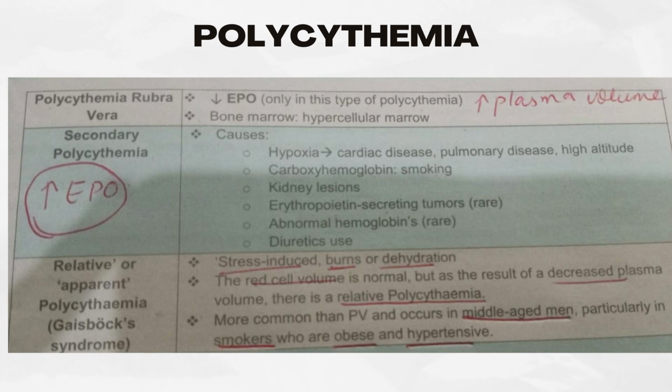The other thing is relative or apparent polycythemia, that is Gaisbock syndrome. That is a stress-induced polycythemia that occurs in burns or dehydration. The red cell volume is normal, but as a result of decreased plasma volume there is relative polycythemia. Relative or apparent polycythemia is more common than polycythemia rubra vera, and it occurs in middle-aged men, particularly smokers who are obese and hypertensive.